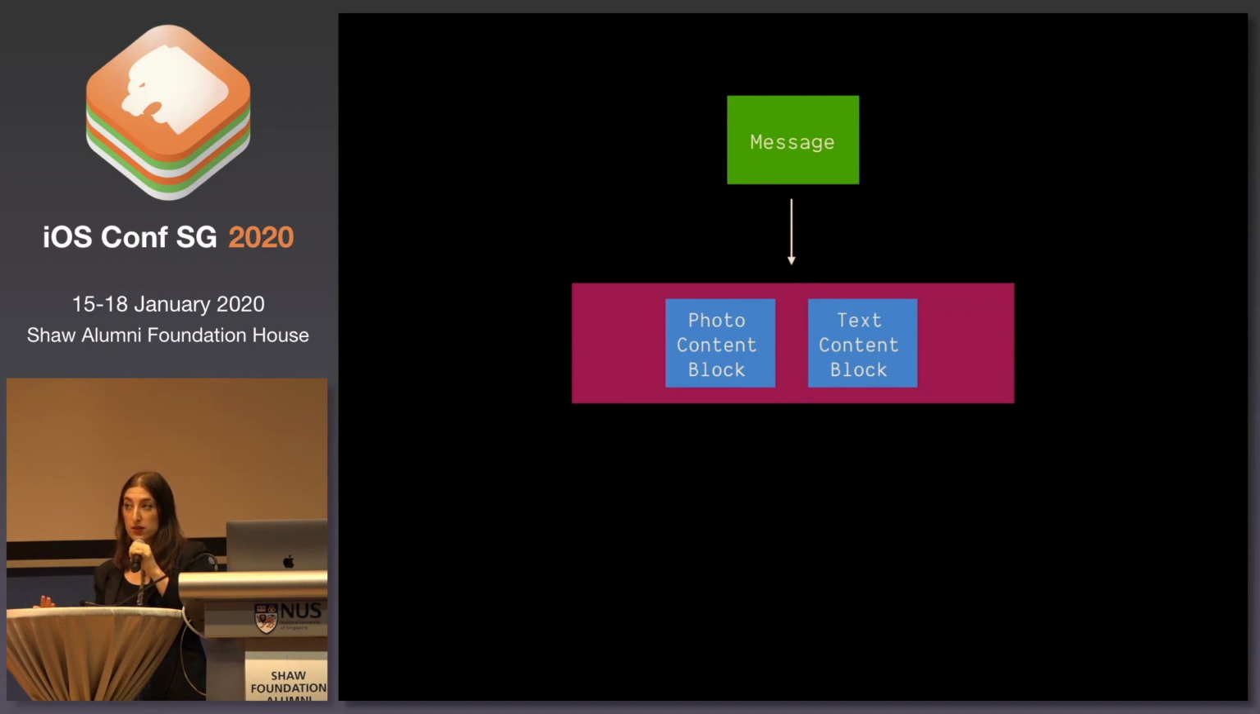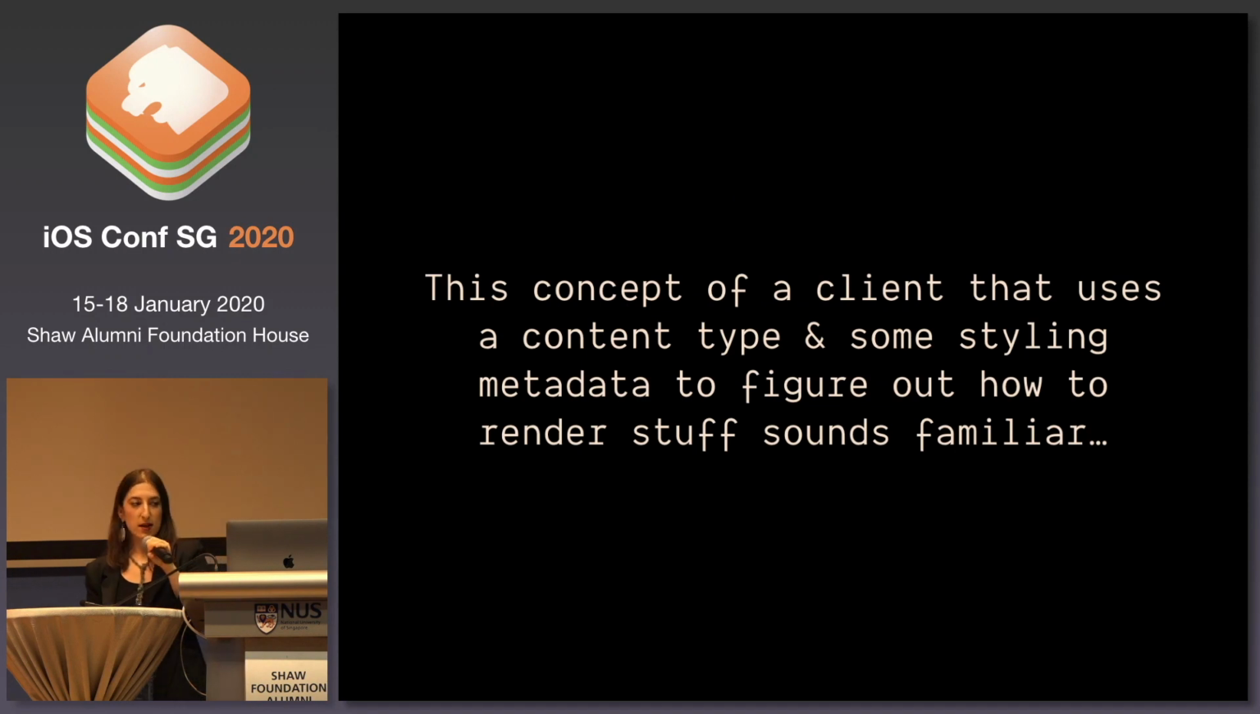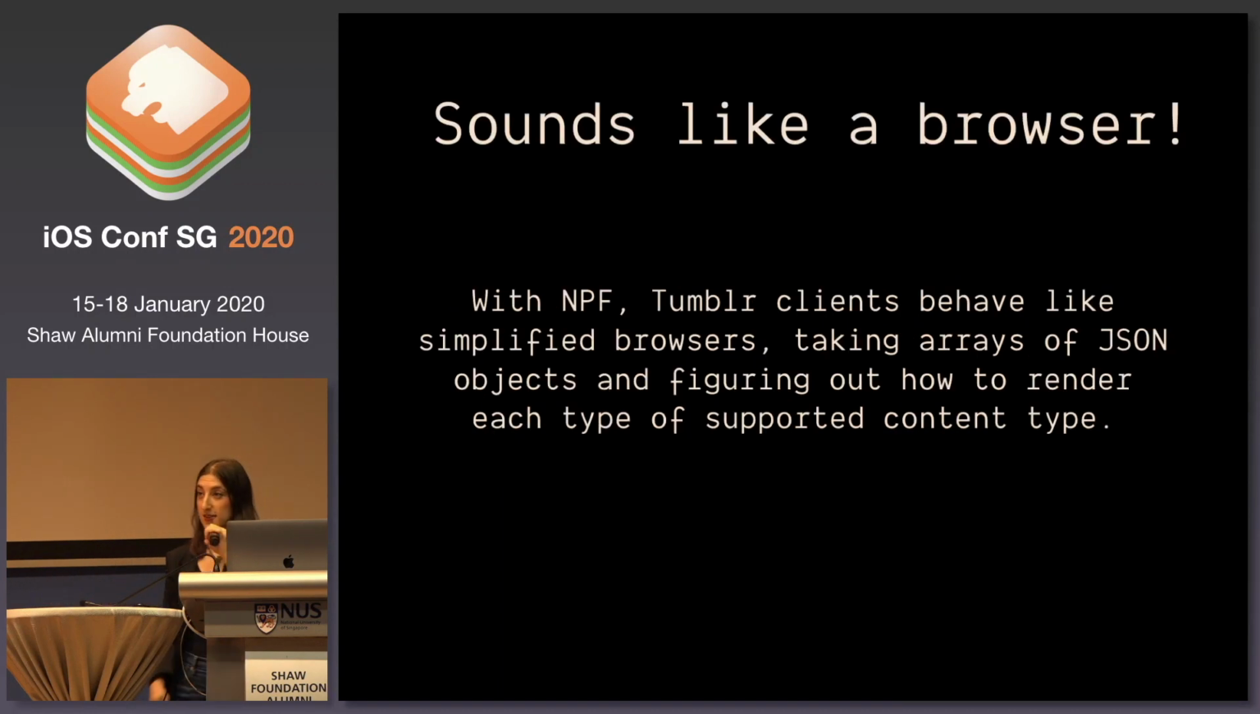And I know, having worked in social media for the past couple of years, that a lot of what users now want to do is actually communicate in direct messages with smaller groups of people. So they don't want to broadcast to a huge community, they just want to send a few of their friends something. So it's very important to be able to iterate with your community and abstract things in a way that is extensible. This concept of a client that uses a content type and some styling metadata to figure out how to display stuff sounds familiar. It sounds a lot like a browser. So this new architecture was essentially a simplified browser that Tumblr created in its clients to handle a specific subset of content types.